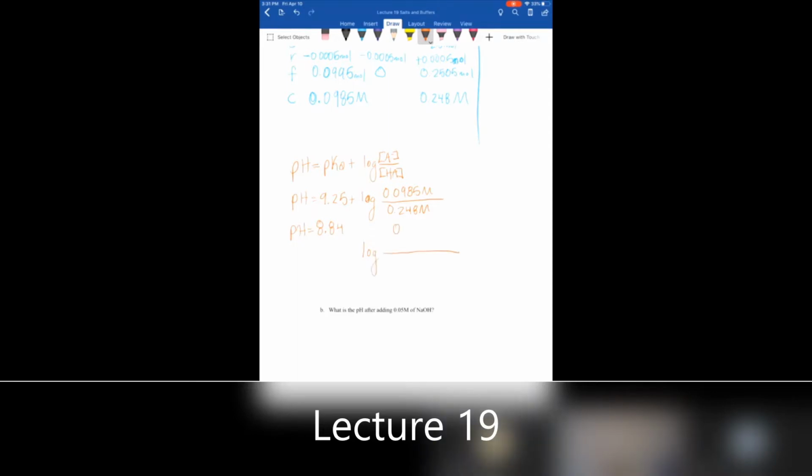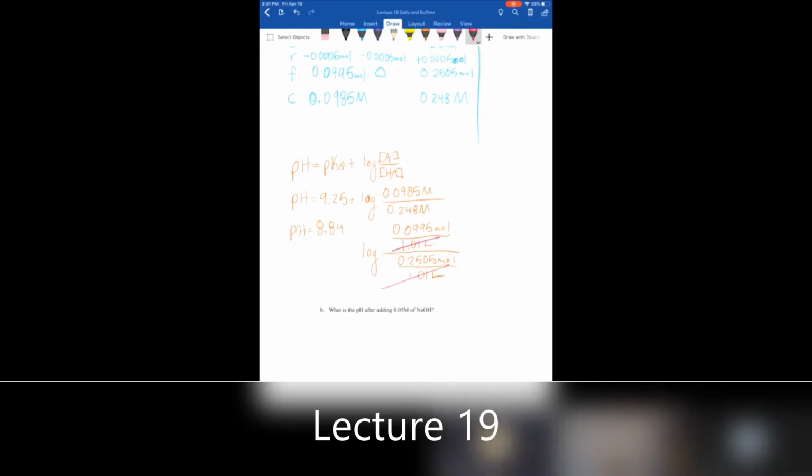0.0995 moles over 1.01 liters over 0.2505 moles over 1.01 liters. So your liters are going to cancel because they're going to be the same volume. So liters technically do not matter.